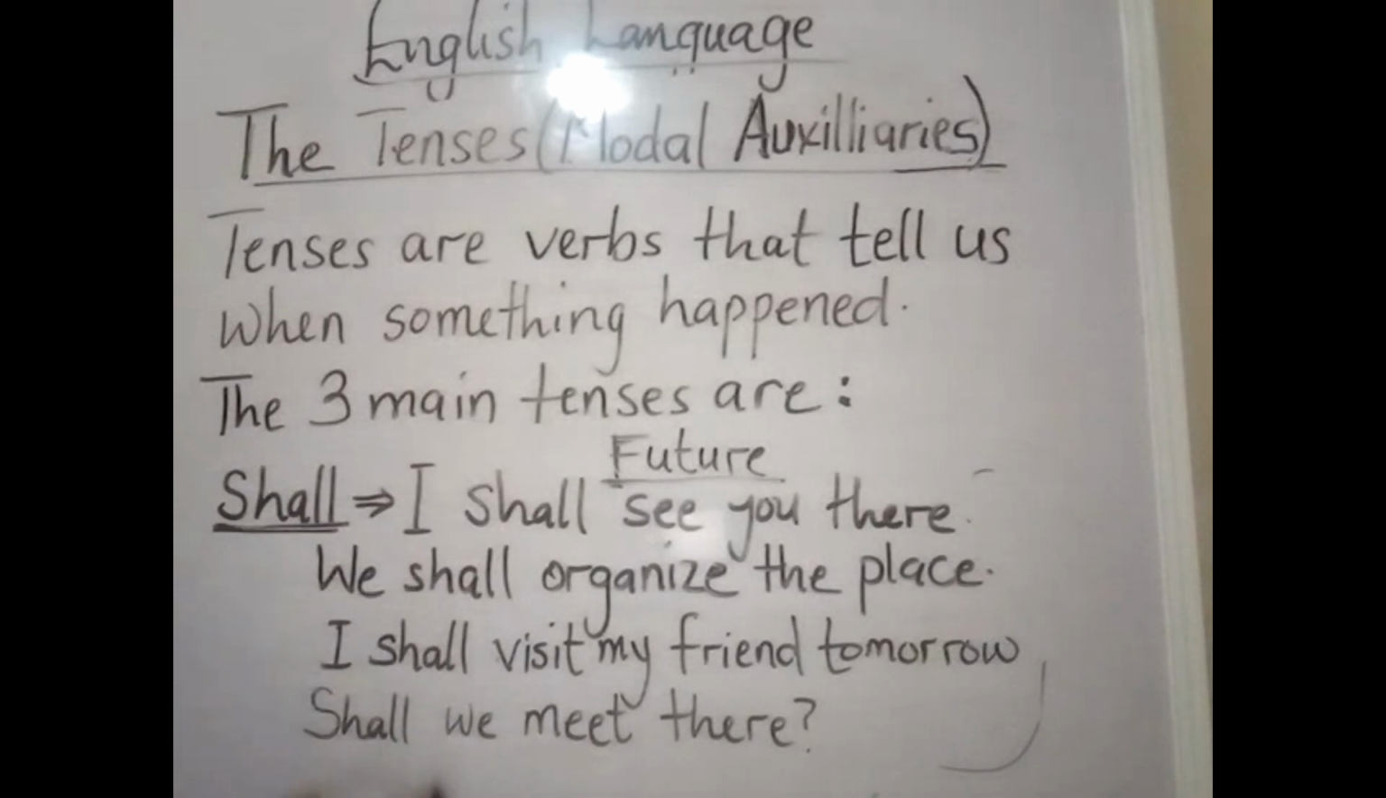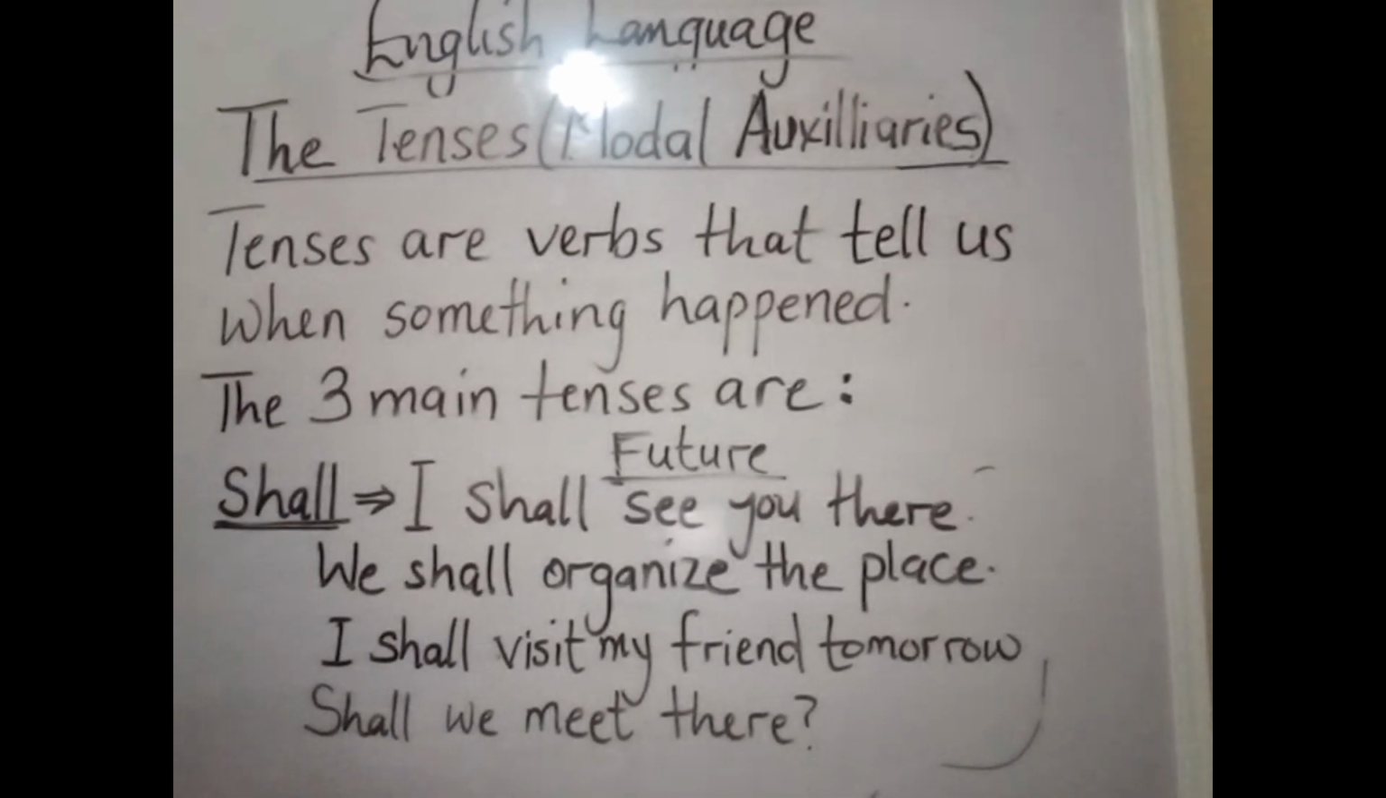So if you can see from these examples, I shall see you there, I am the speaker. We shall see you there, we are also the speakers. I shall visit my friend tomorrow, and shall we meet there? So most of the time when it's used to refer to future happenings or events that will happen later, it's always used in the first person position. So that is for shall. Let's take a look at the next one.